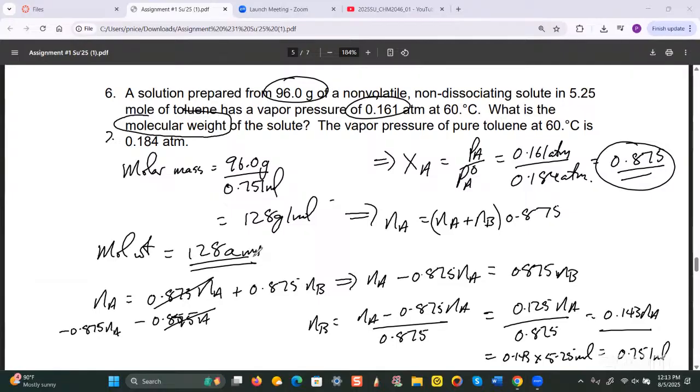Yes, sir. Maybe not this exact question, but colligative properties generally. Yep, and this is a colligative property. This is the first chapter that we did.